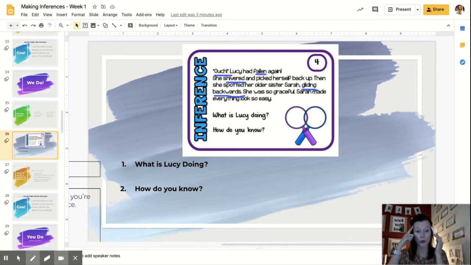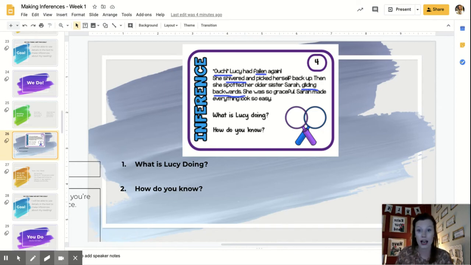Now it's time to think about what I know. What's my background knowledge? Ouch, something hurt. She's doing something where she could fall. She shivered. Ooh, what does it mean when you shiver? You're cold, right? So she's doing something where she's cold, doing something where she can fall, and her sister is gliding backwards. Well, that to me kind of sounds like ice skating. Wouldn't you think so? I know that when you ice skate, you're cold, right? You're on the ice, so it's pretty darn cold.